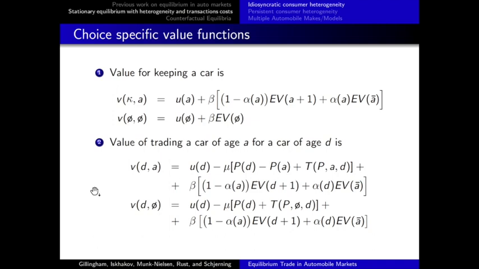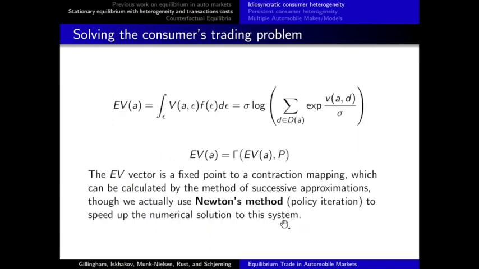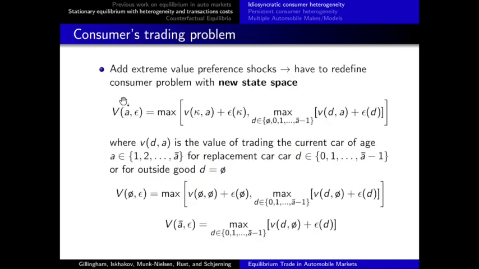And then the discounted expected future value is the same as before. If you don't have a car, then of course the price of the car that you're selling is zero. That's why this term is not there. Otherwise, it's the same.